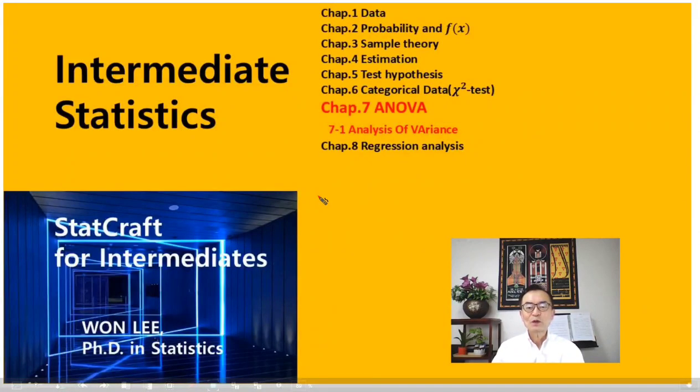Chapter 7, ANOVA, is the most important part in statistics, I think. ANOVA is useful in itself and will be the base of other statistical analysis methods. I will explain ANOVA simply and systematically for you to understand what ANOVA is. Okay, let's see ANOVA.